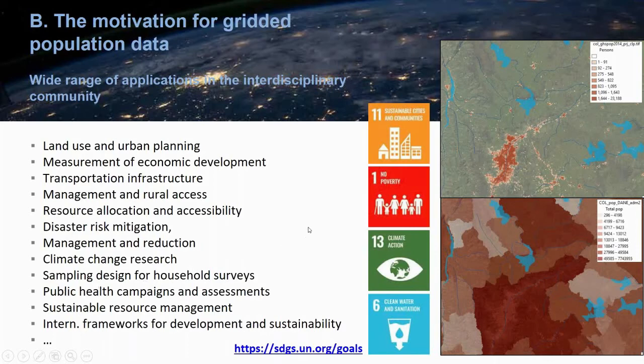These population grids are also increasingly used for the development of international frameworks for development and sustainability. You can see four of the goals of the Sustainable Development Goals, or SDGs, where population is one of the most critical pieces of information to do measurements and understand underlying information, be it for sustainable cities, for poverty measures, or, for example, for the need of clean water or water access.